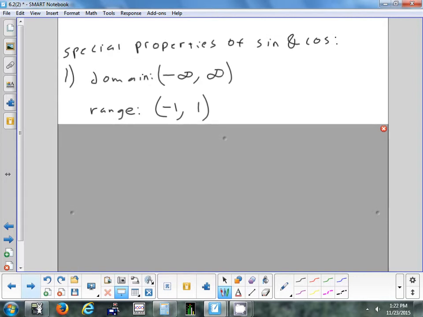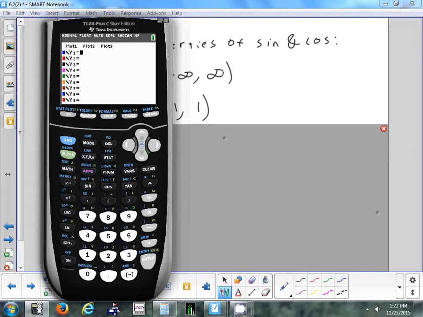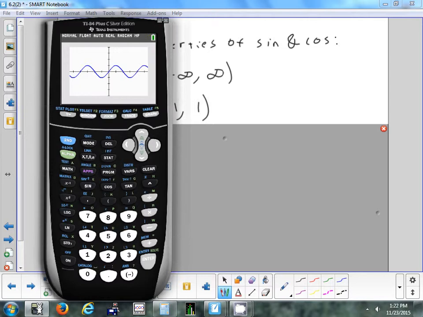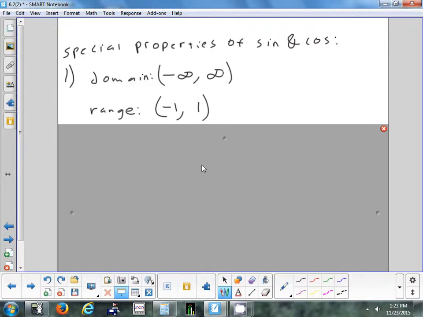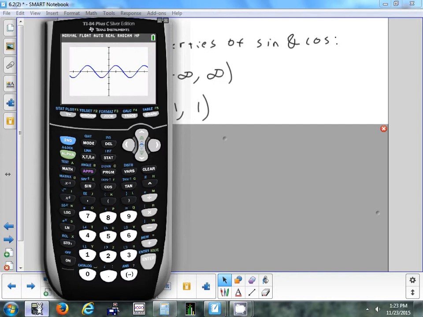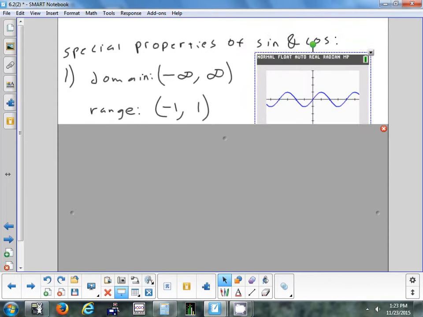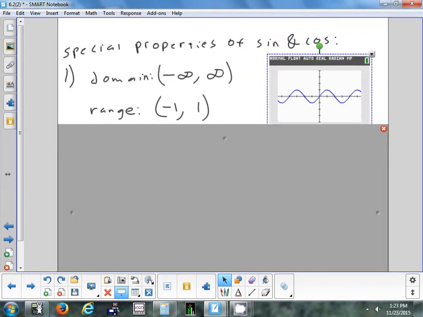First of all, when you graph it, let's just look at a picture. It goes left and right forever. Never stops. So the domain is negative infinity to infinity. But there is a limit on how high and how low it goes. Both sine and cosine only go as high as 1 and as low as negative 1.